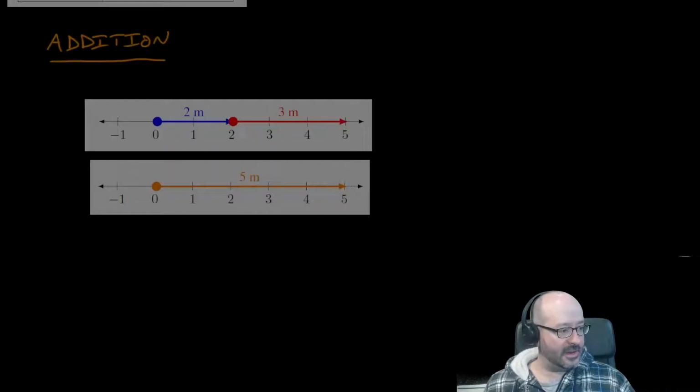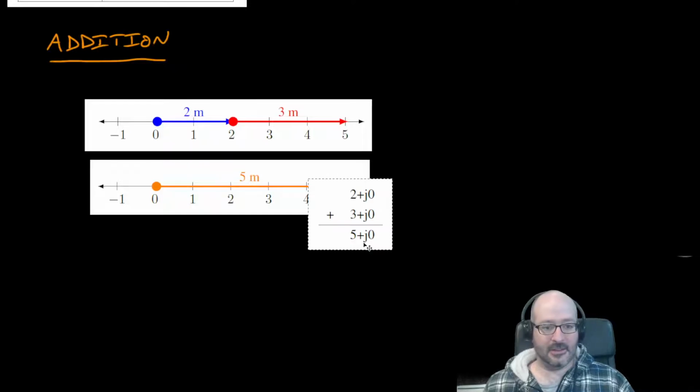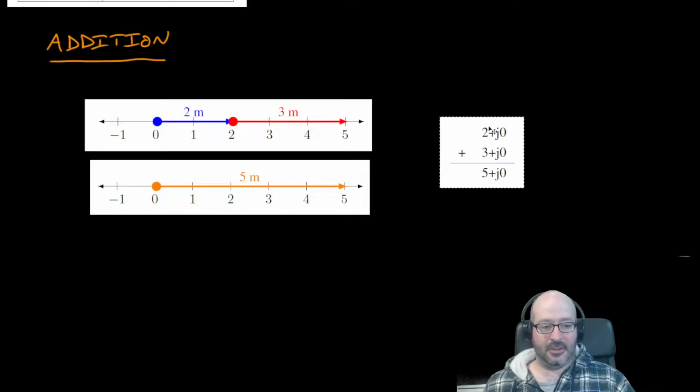So you might have written it out this way. It looks like this, right? You might have said 2 plus 3 equals 5. Okay, I went old school and I stacked them up like you did in grade school. And the reality was you just had plus J0 on each of those.